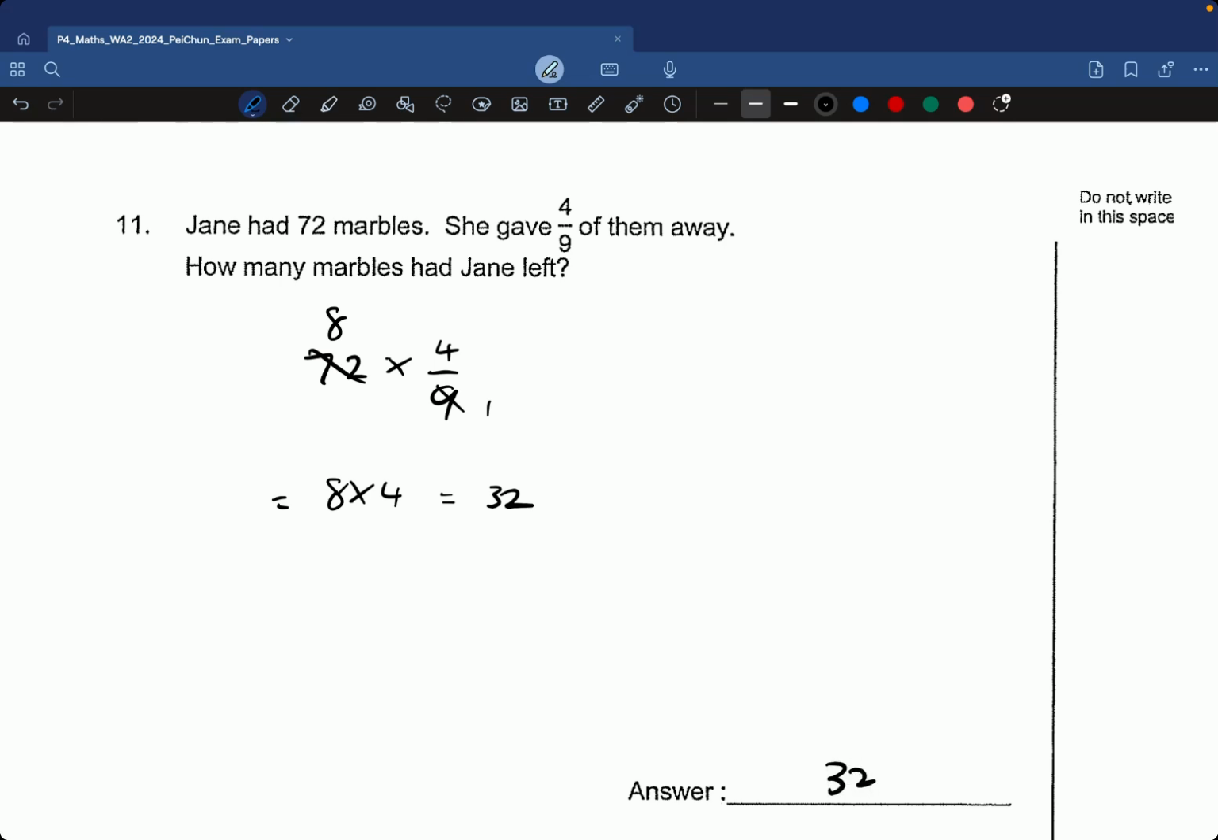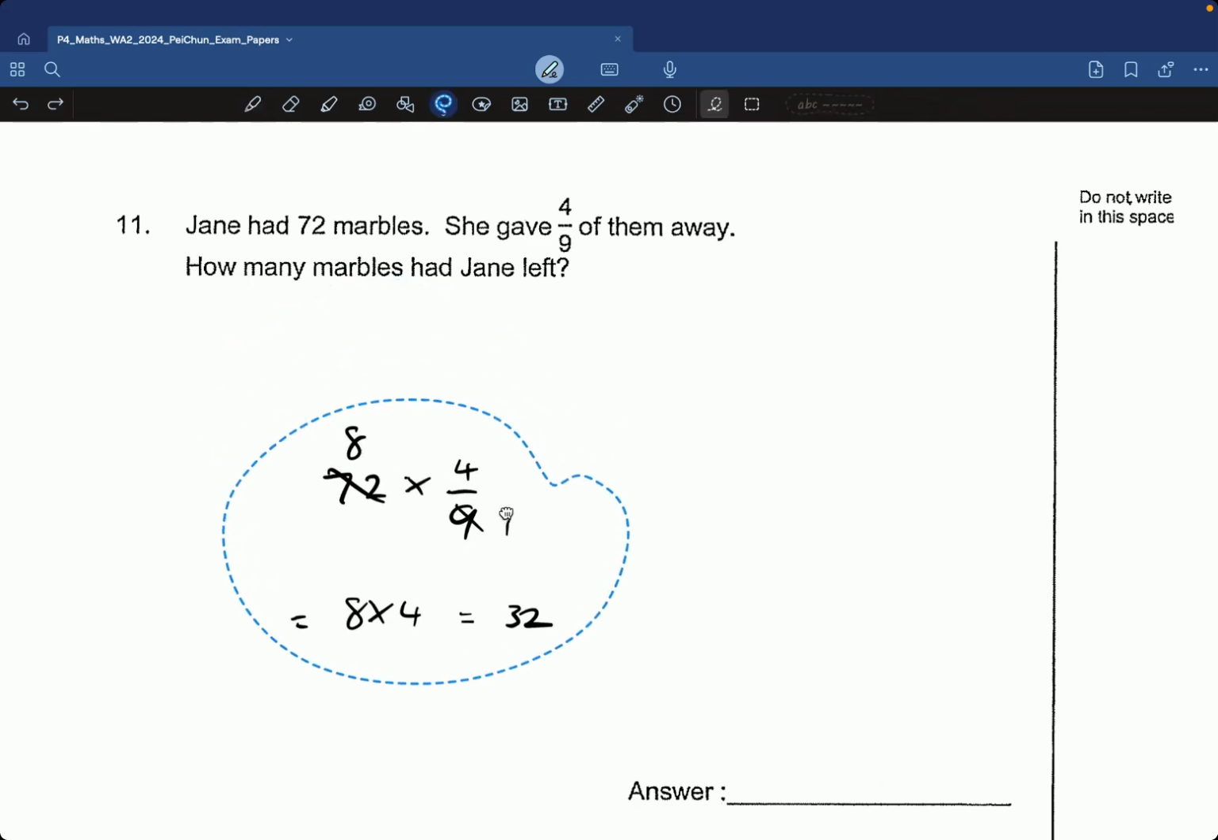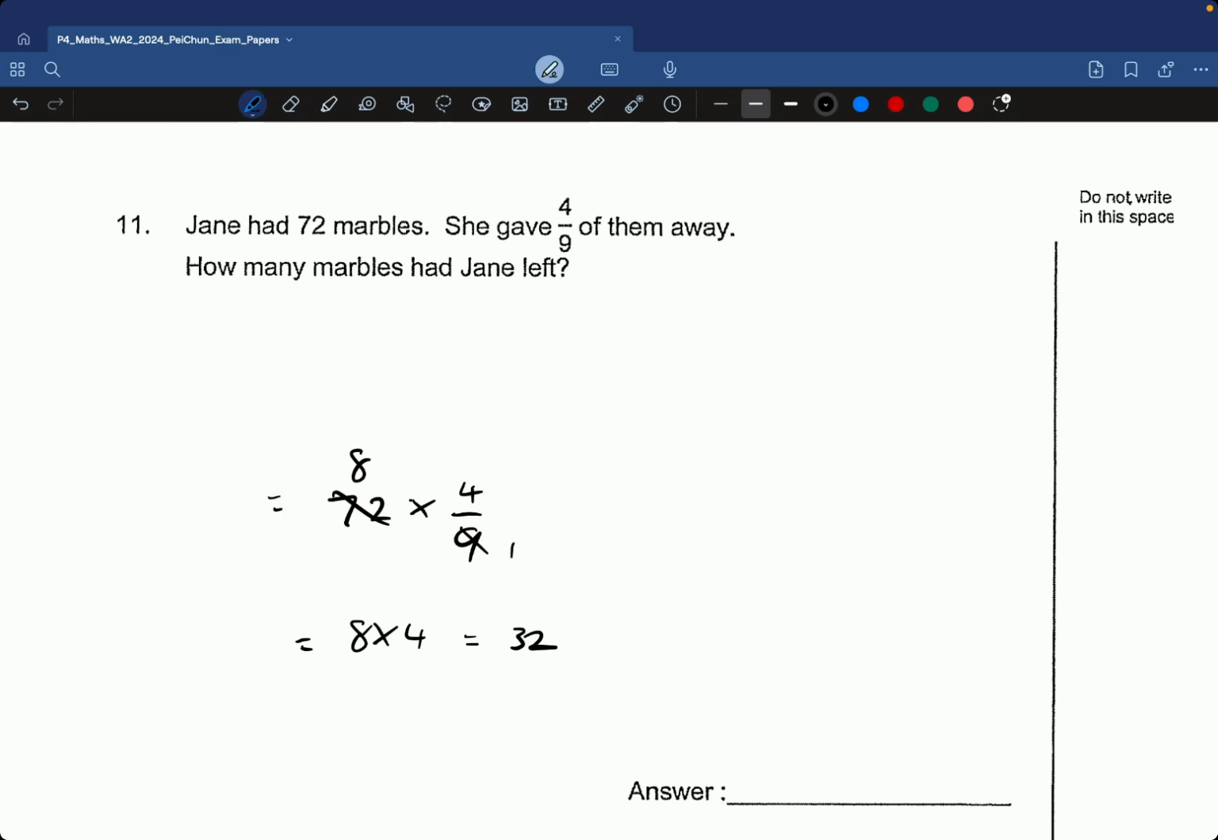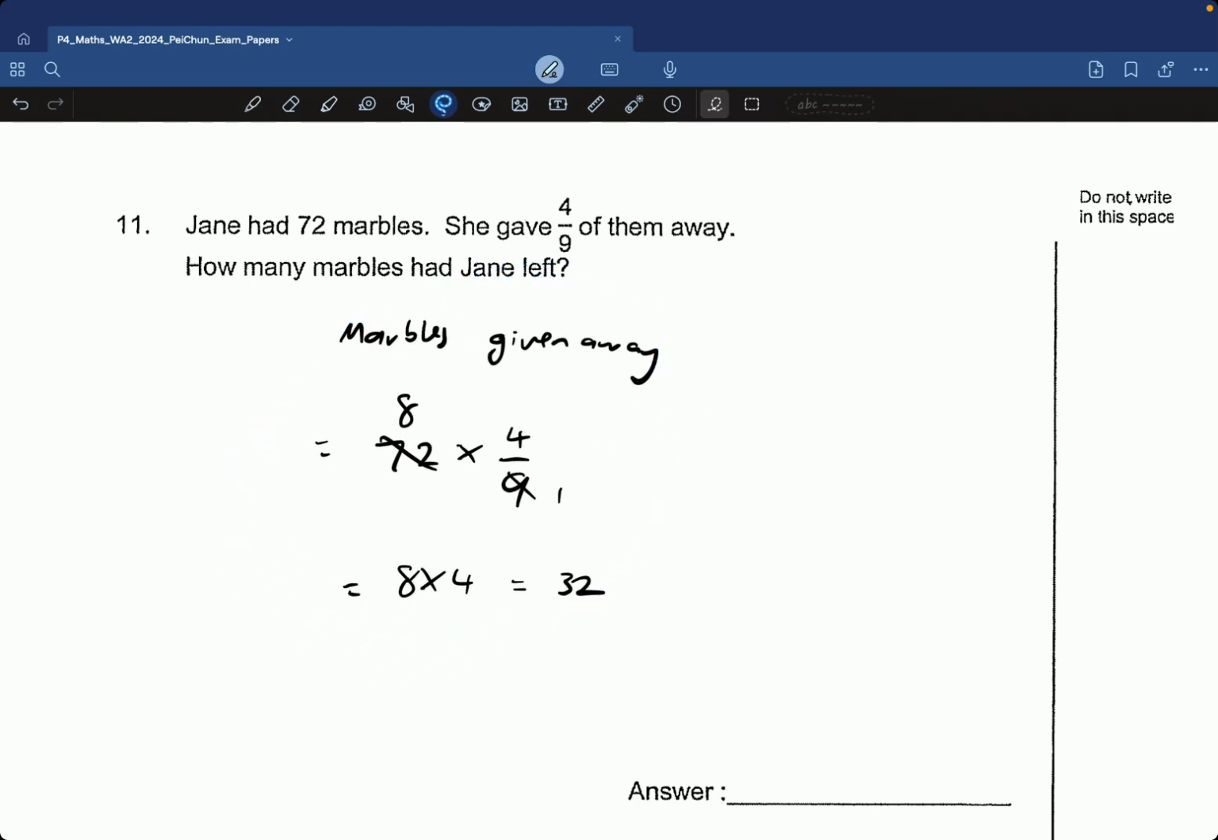If you answer 32, you're wrong. Cos 32, what does it represent? 32 represents the marbles that are given away. So if you know how many marbles are given away, then we know how many marbles are left. So what's left is equal to 72 minus 32, and this gives us 40. So the answer to this question is 40 marbles.